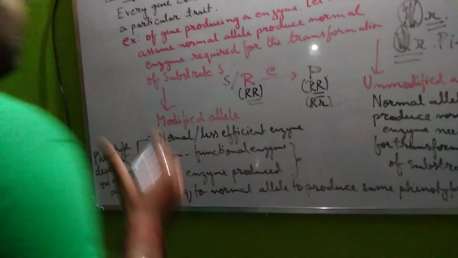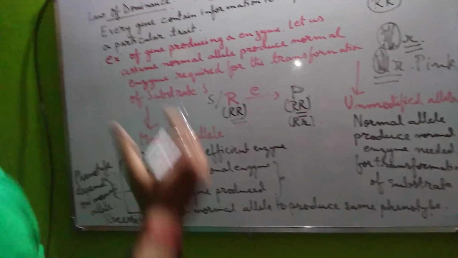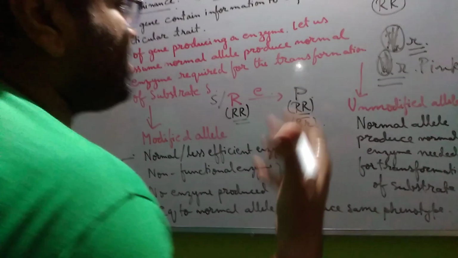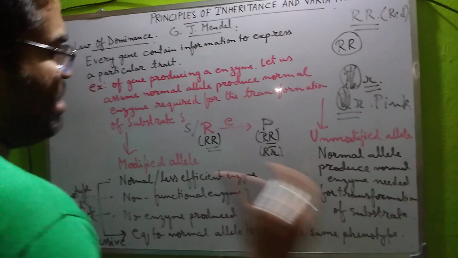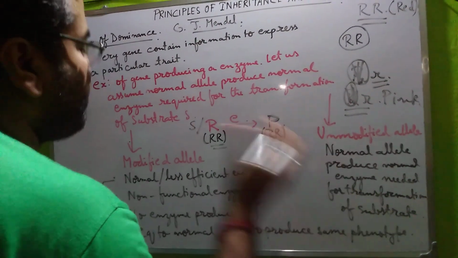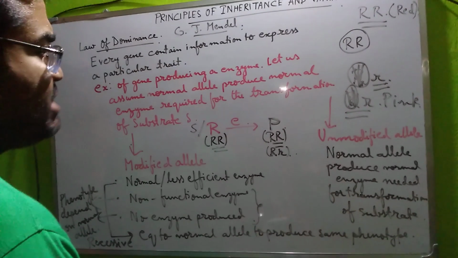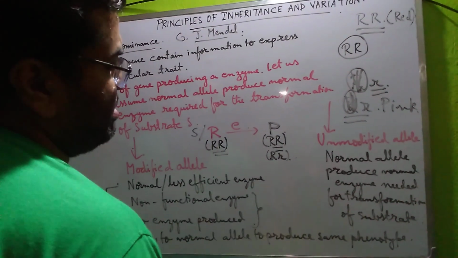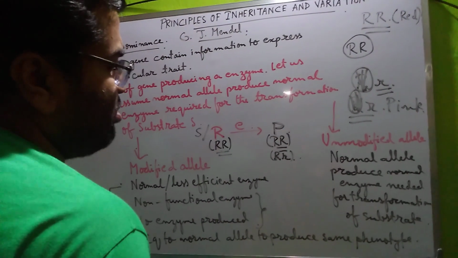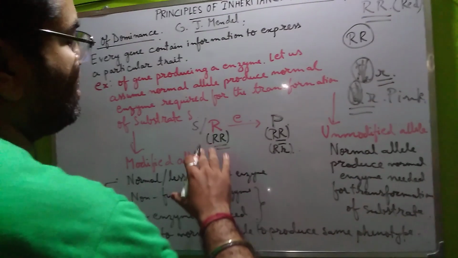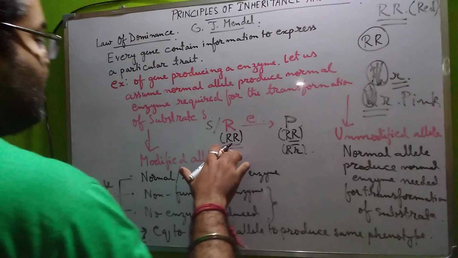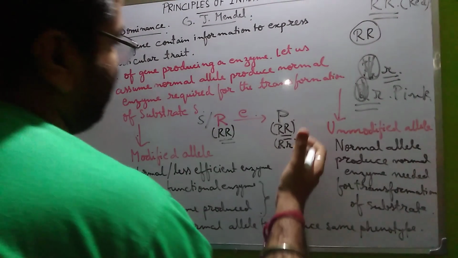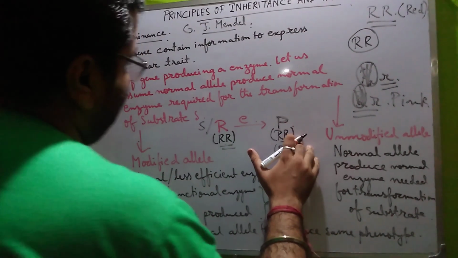So remember that every gene contains the information to express a particular trait. Trait means character. And this is why I have given you this example, that alleles can be modified or unmodified. Unmodified means it will remain the same. There will be no change in the allele formation. Means whatever the enzyme that I had got in the beginning for the transformation of the substrate, it remains the same. Like capital R and capital R was the allele which after transformation remains the same, capital R and capital R.